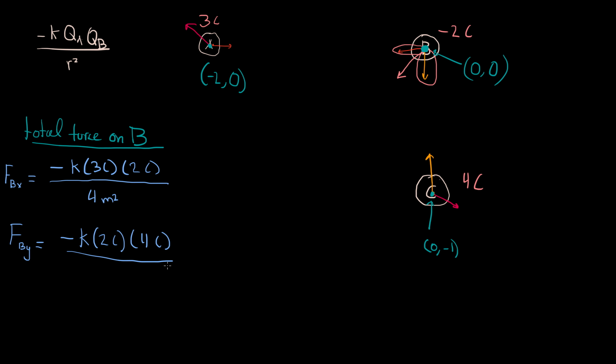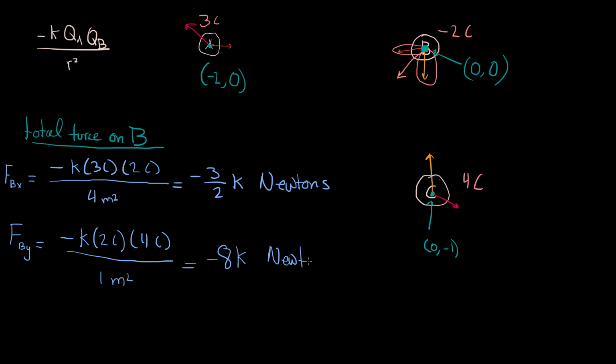And between them, we have only 1 meter. So 1 meter squared goes on the bottom based on our equation. And so with this, we can get that we're going to have negative 6 over 4k. So that puts us at negative 3 over 2 k newtons of force in the x direction. And then we're going to have 8 over 1, so negative 8k newtons in the y direction.